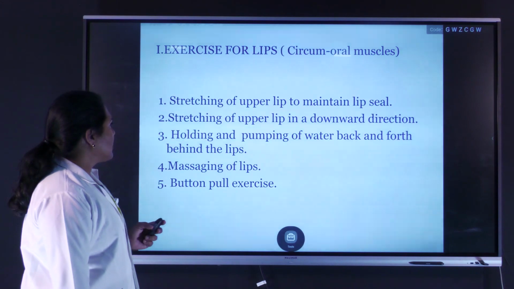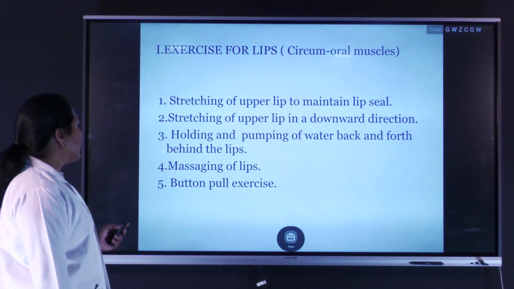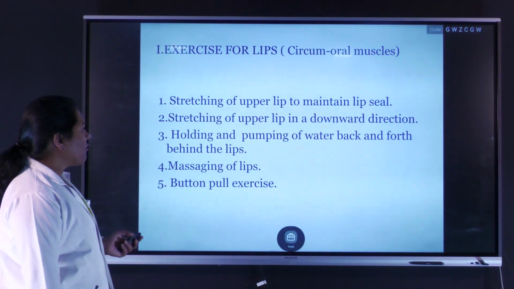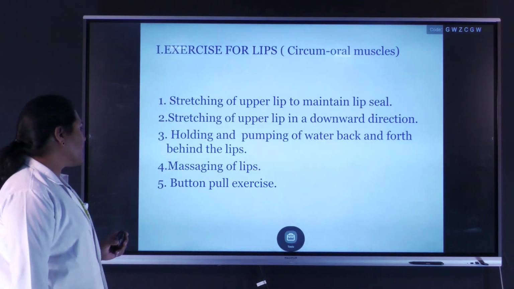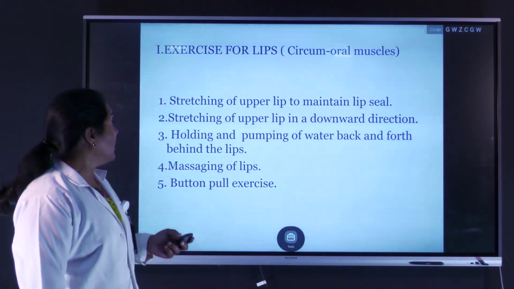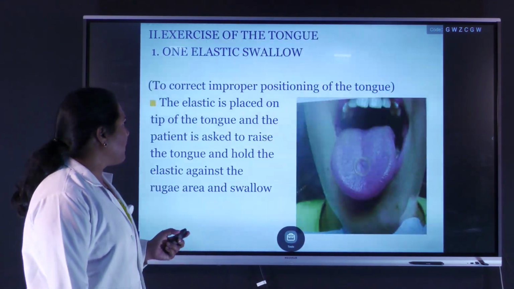What are those exercises? Exercises for lips. Stretching of the upper lip to maintain the lip seal, stretching of the upper lip in a downward direction, holding and pumping of water back and forth behind the lips, massaging of the lips, and button pull exercise are certain other exercises for the lips in order to intercept certain habits.